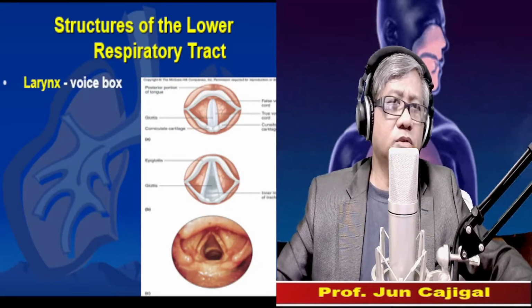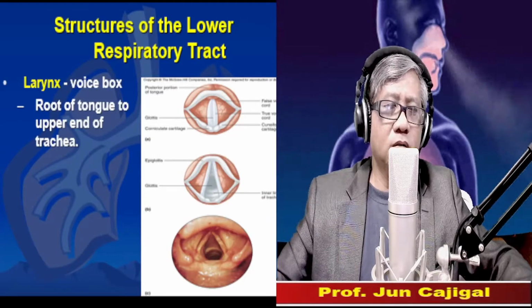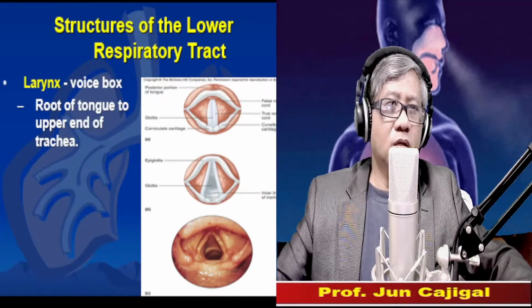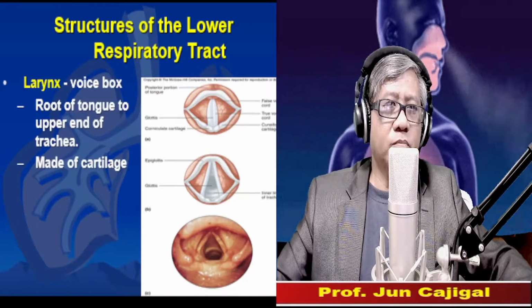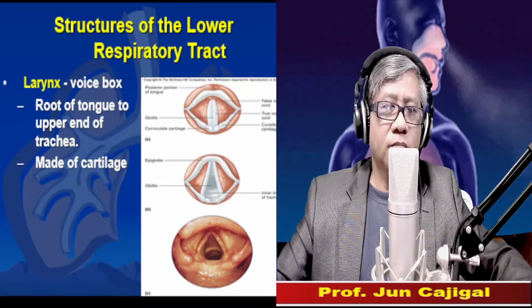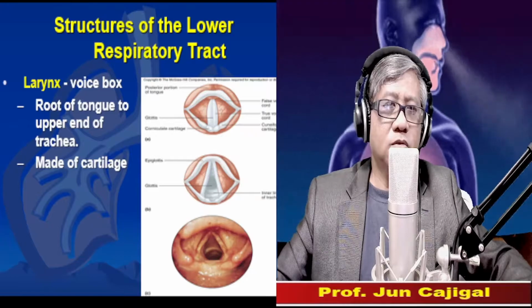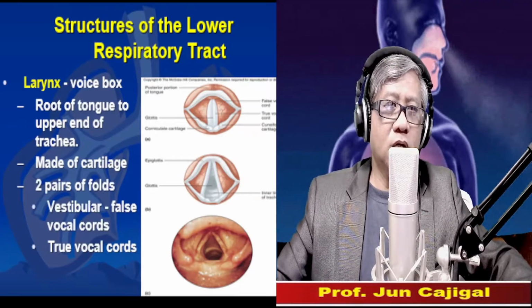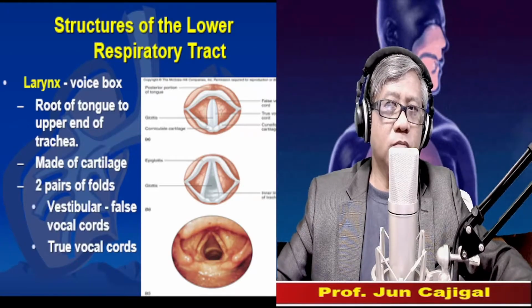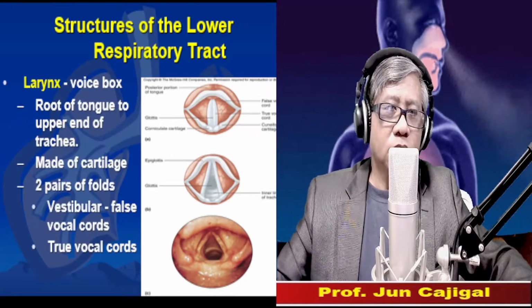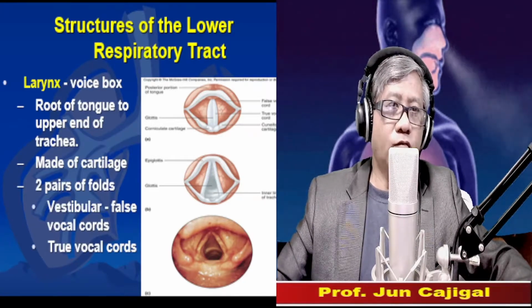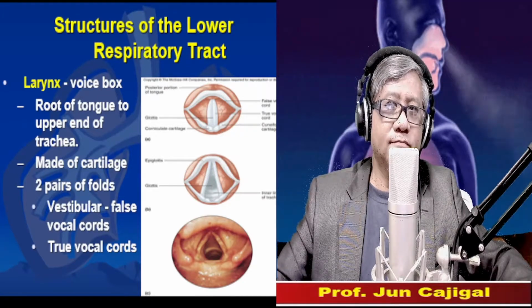The larynx is also known as our voice box, and it is located at the root of our tongue to the upper end of the trachea. The larynx is made up mostly of cartilage, and there are two pairs of folds of cartilaginous tissue. So we have the vestibular folds, which are the false vocal cords, and we have the true vocal cords.